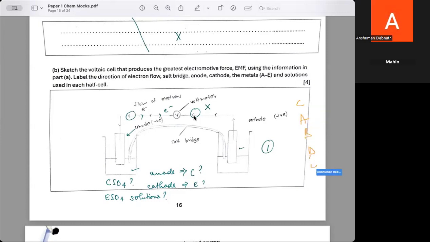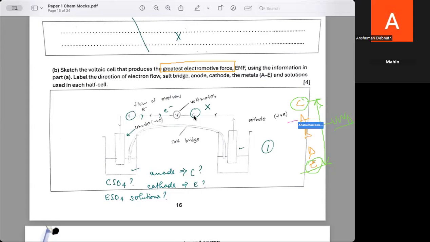C, A, B, D, E. Now they're asking me to label the direction of the flow. It says greatest electromagnetic force. The greatest electromagnetic force will be obtained if you take the largest difference, right? Is it clear? More the difference in the electrochemical series, more will be the voltage. Agreed. Did you get this thing?